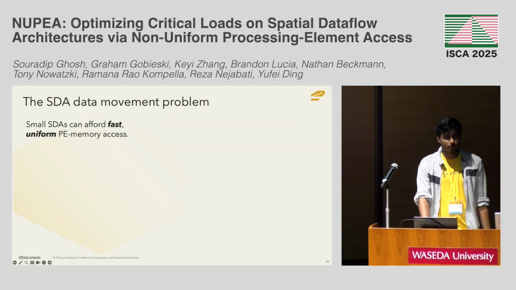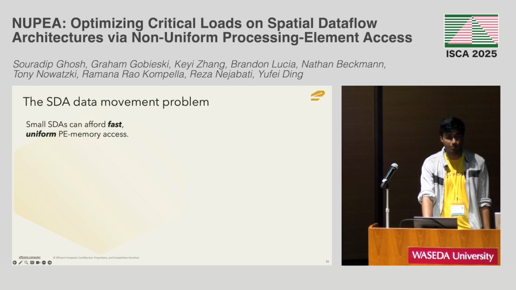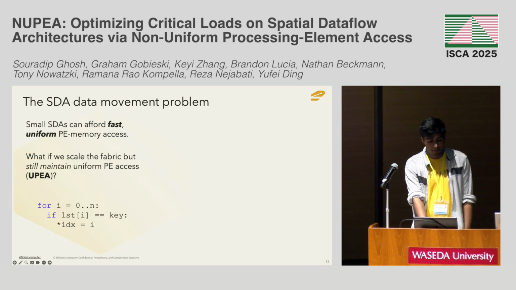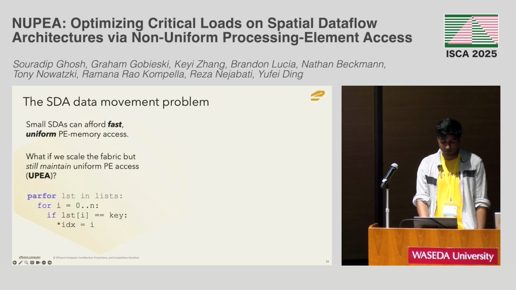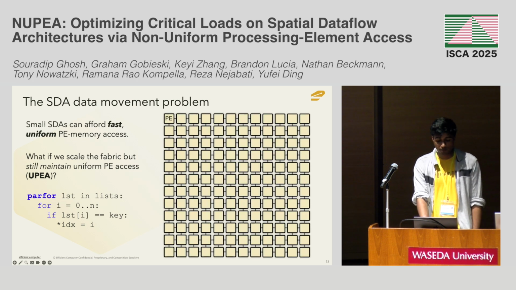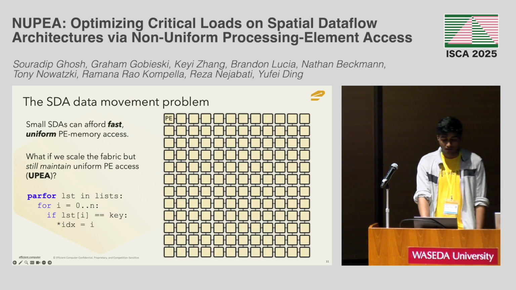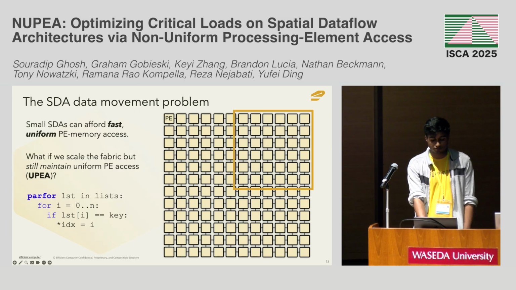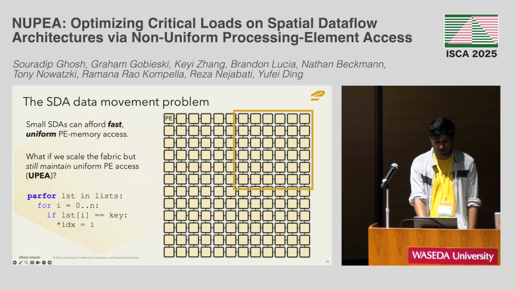All right, now that we have some basics down, let's see the data movement problem in SDAs. Recall from the overview that small SDAs can afford this fast, uniform PE to memory access. I want to show you what happens if we scale the fabric, but still maintain that uniform access latency. We'll use this example program and parallelize it using a parkour. We're going to map this program onto this larger fabric, but to keep things simple, I'll zoom into just a slice of the fabric, this 6x6 at the top right.